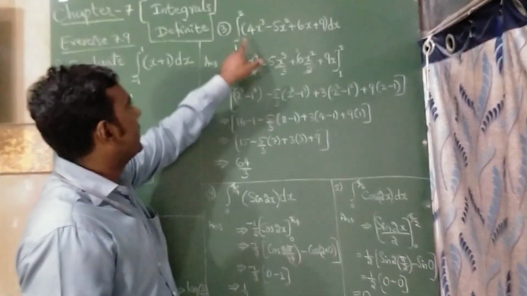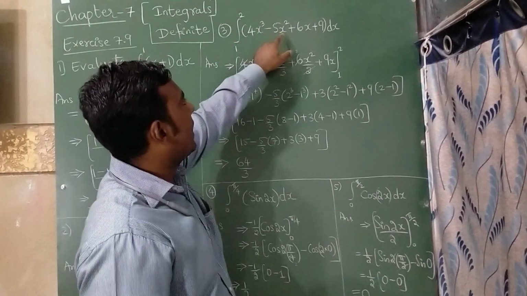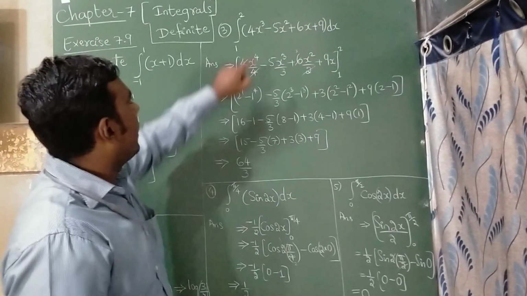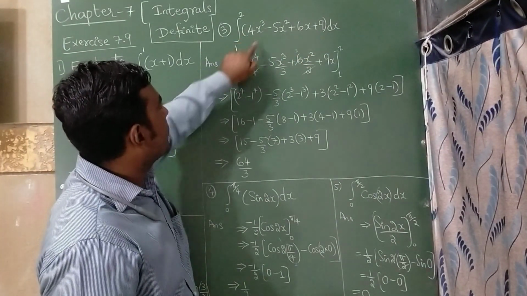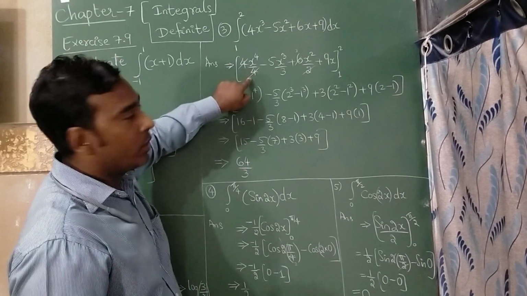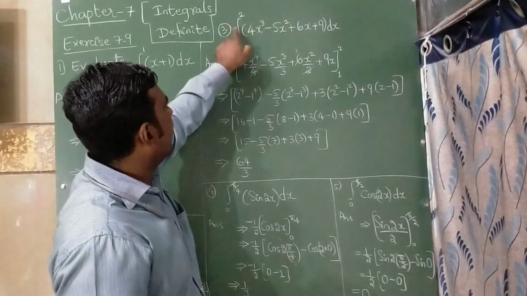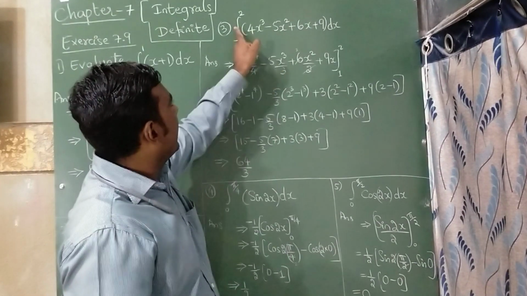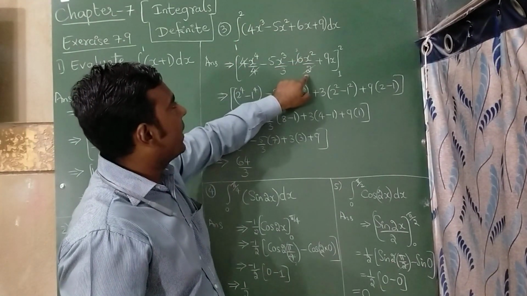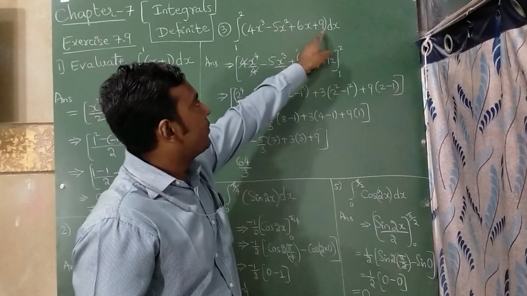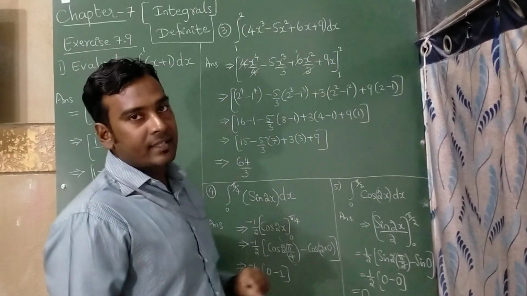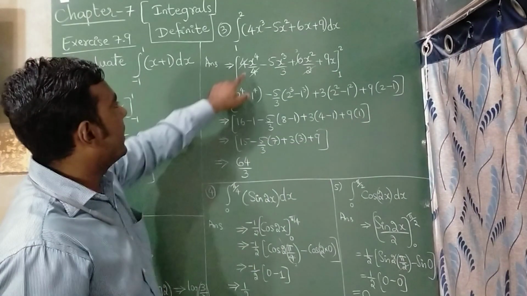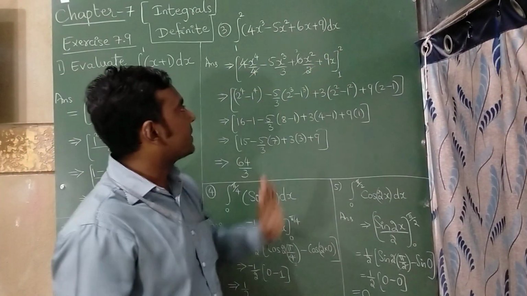Okay. Third question is integration of 4x cube minus 5x square plus 6x plus 9 dx. Now 4 integration of x cube is x raised to 4 divided by 4 minus 5 integration of x square is x cube divided by 3 plus 6 integration of x is x square divided by 2 plus integration of a constant is a x. Fine. And the range they have given is from 1 to 2. Wherever there is an x, you need to substitute this.